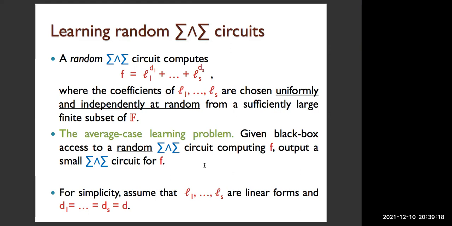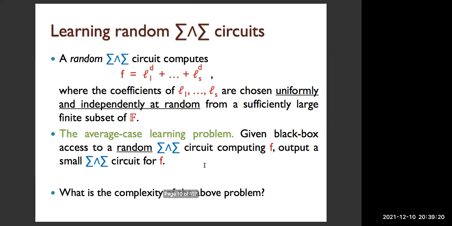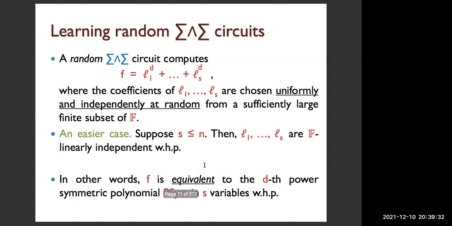Okay, right. So let's ask, what's the complexity of the problem, and whether or not we can indeed reconstruct and give proper learning algorithms for most f. Right. So let's handle an easier case first, and even that easier case is important in its own right. And so let's suppose that S, the top fan-in, is less than or equal to n.